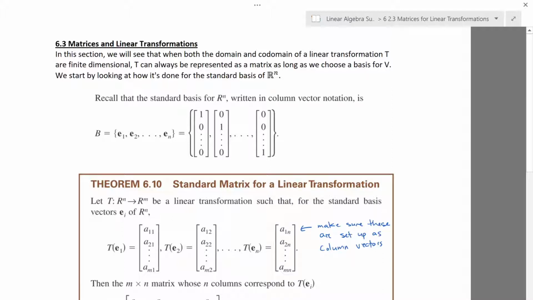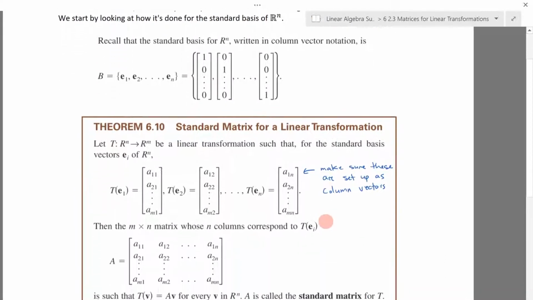Okay, so first we'll look at how to calculate the matrix representation when we're working with the standard basis of Rn. If you remember, the standard basis for Rn is just E1 through En, right? So it's 1 in the ith position and 0 in the other coordinates. Here the vectors are written in column form.